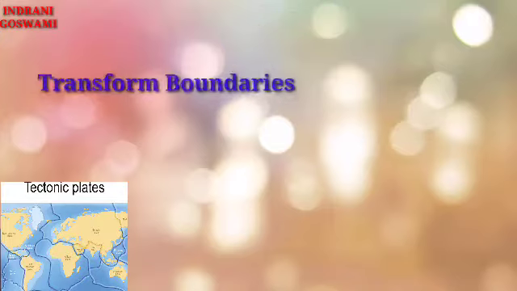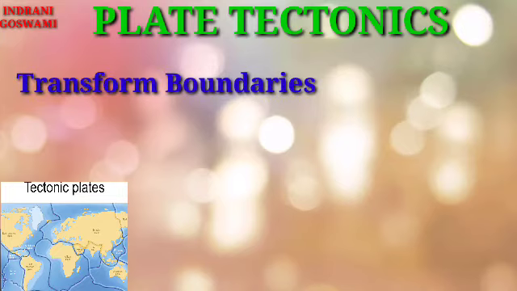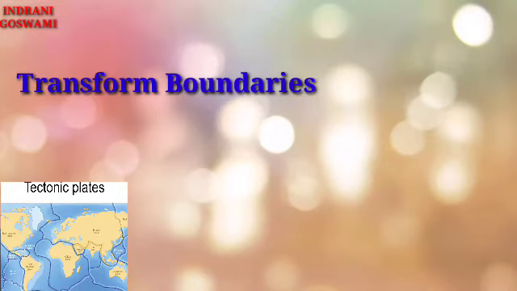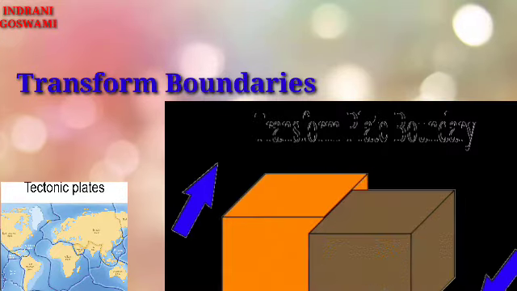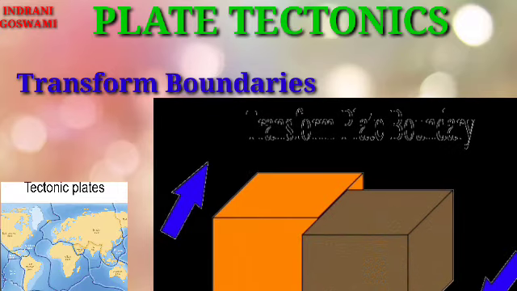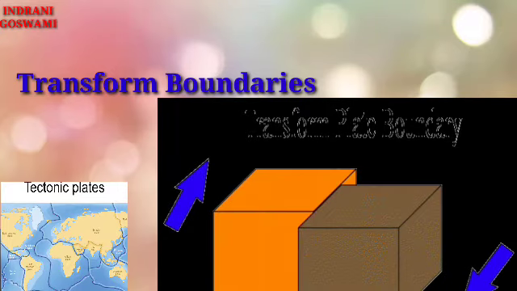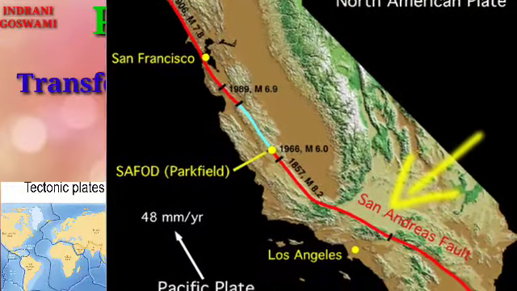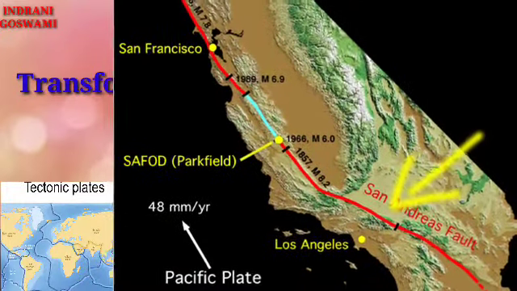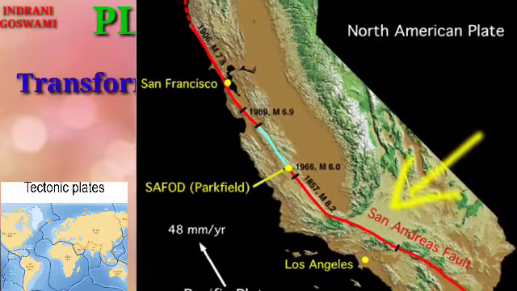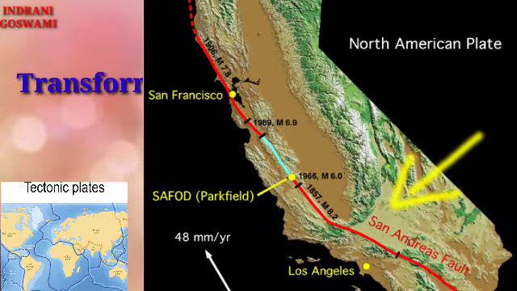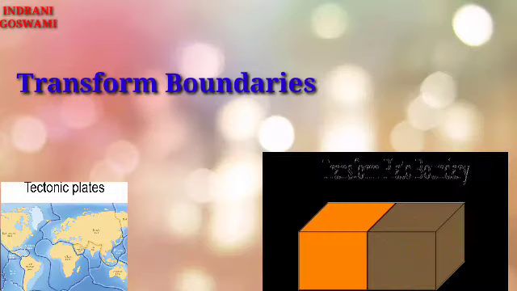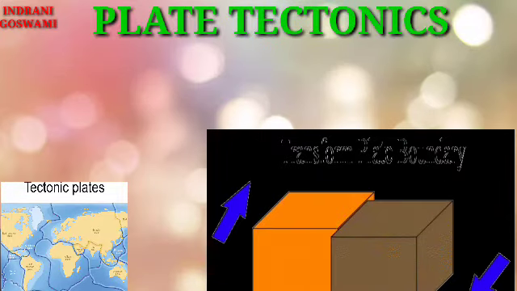Now the last one is transform margin, which is also known as conservative margin. When two adjacent plates slip horizontally past one another along a transform fault such as San Andreas Fault in California, USA, the boundaries along which such a movement takes place are known as transform boundaries. So here in transform boundaries the plates are not getting affected by each other, they will simply slide past each other.